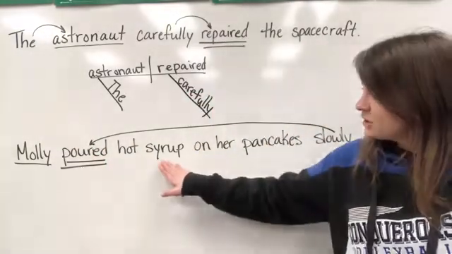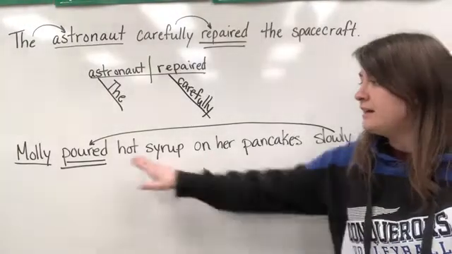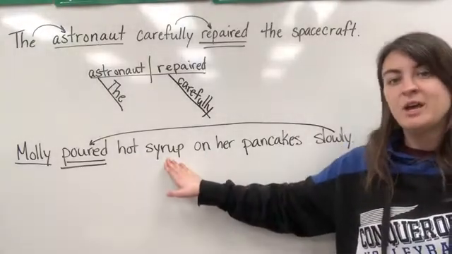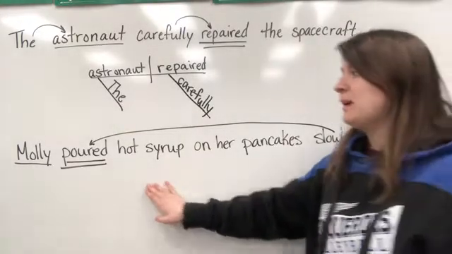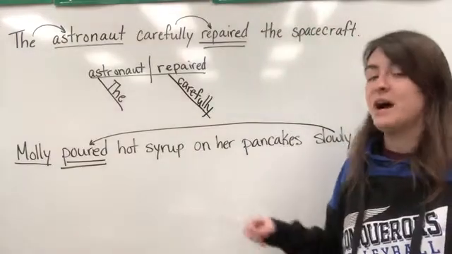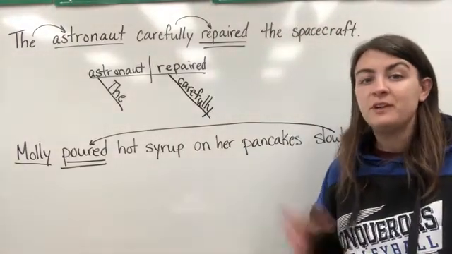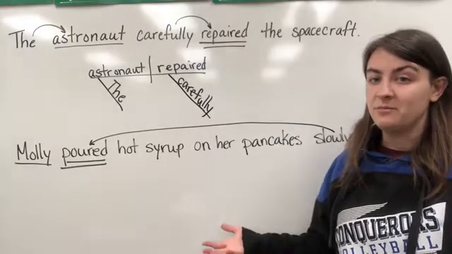And syrup is what she poured on her pancakes, is where she poured, and hot is telling what kind of syrup, but none of those words are describing how she's doing the pouring. It's saying where and what, but not how, and that's what we're looking for here with this adverb. So now that we've found the adverb, let's go ahead and diagram this sentence.